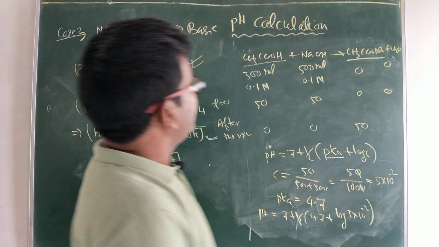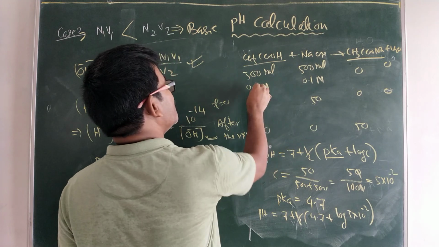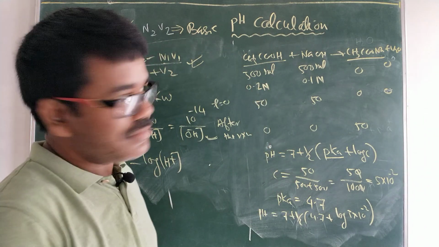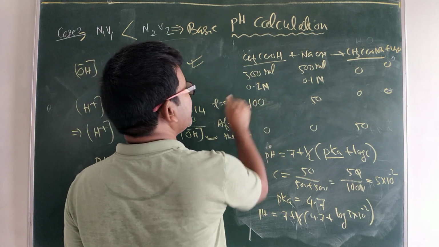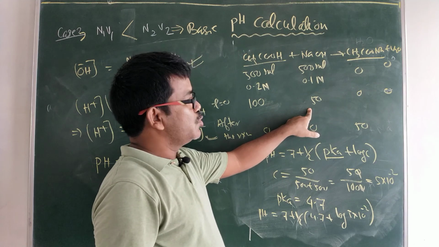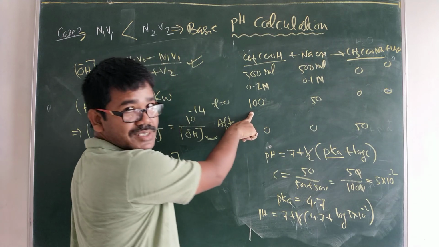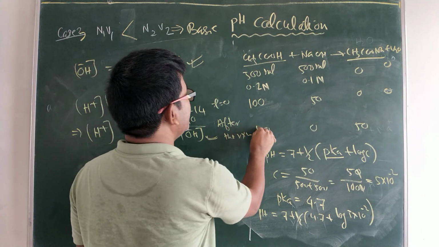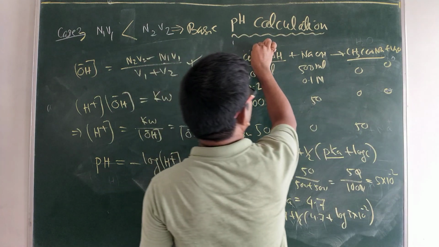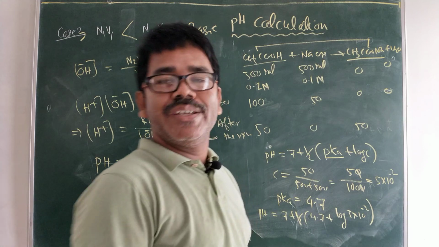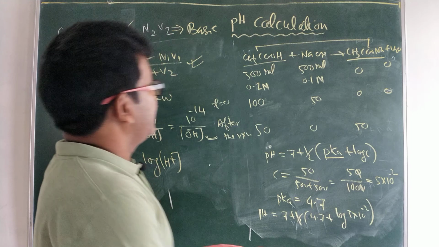Similarly, if you take the milliequivalent of the acid part higher than the base part, suppose you take 0.2, in this case the milliequivalent of this will be your 100. This will be your 50. Therefore, after reaction, what will happen? This is acting as the limiting reagent, this as the excess reagent. After reaction, it will remain 50. This will become 0. It will become 50. That means we have a weak acid and the salt of the weak acid with a strong base. This is a case of acidic buffer. Am I right? Yes. Acidic buffer.